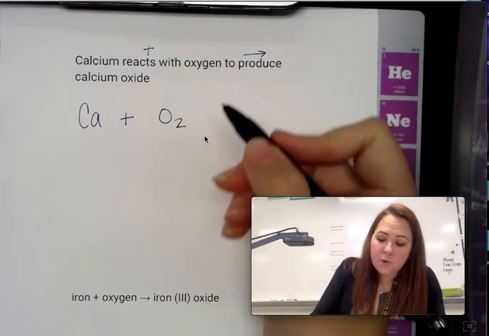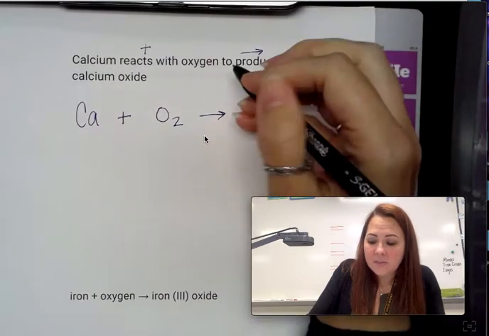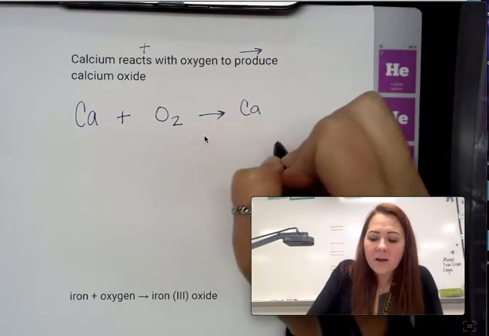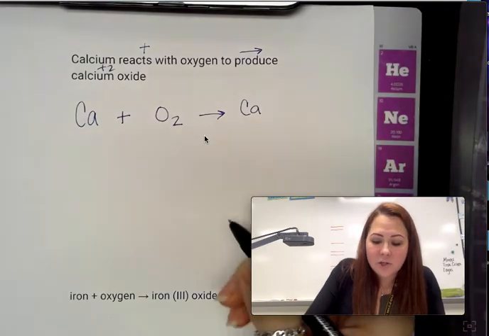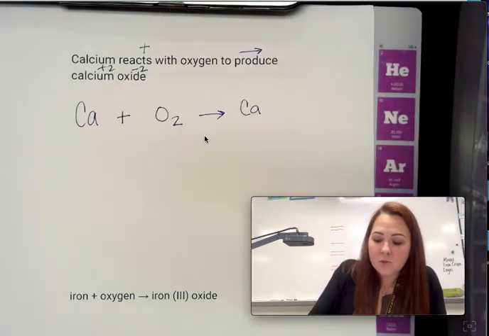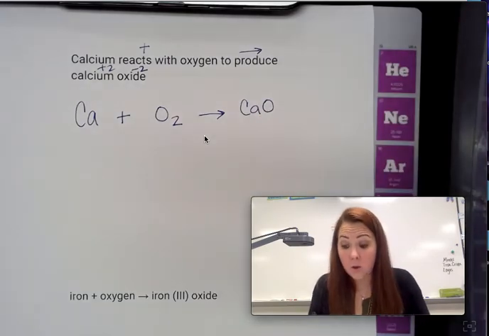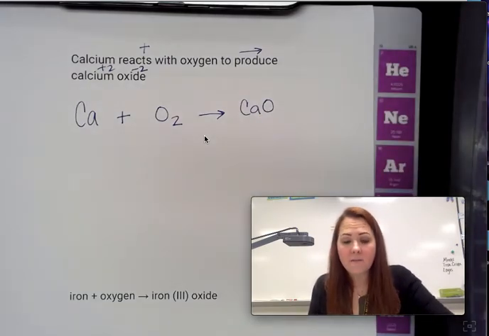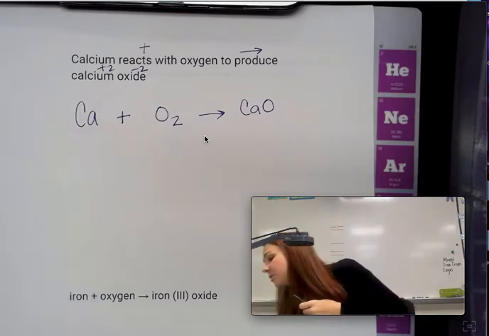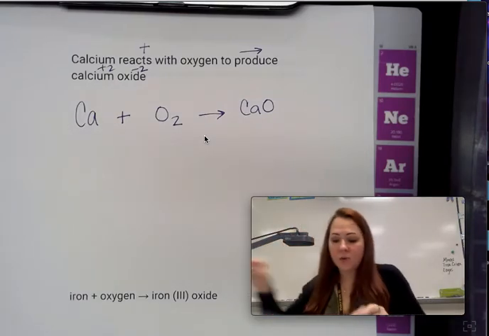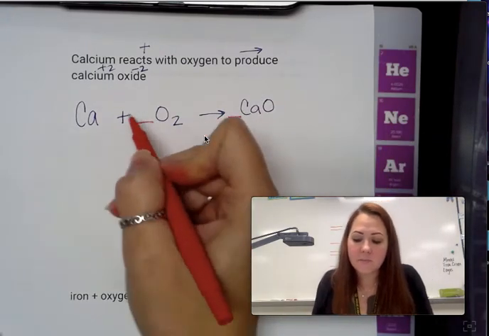And then it says to produce calcium oxide. Calcium is Ca. Calcium has a +2 charge. Oxide is oxygen with a -2. So +2 and -2, they automatically cancel out. You end up with CaO. Once you have the formulas all written like this is when we need to balance the reaction. And when we go to balance this reaction, I'm going to switch colors so you can see the difference.